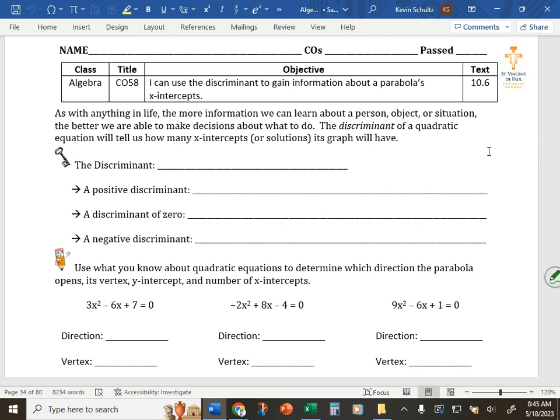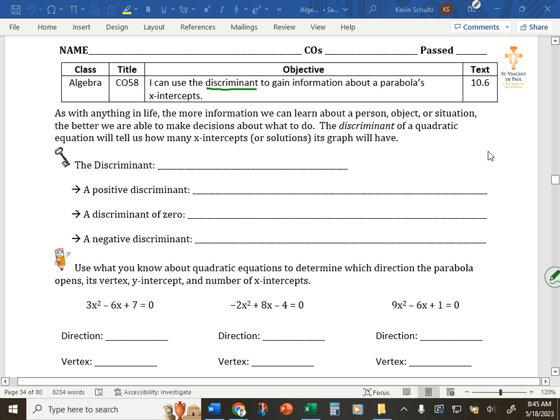We're moving ahead in our units on parabolas and talking about something called the discriminant. If you read the objective heading, it says: I can use the discriminant to gain information about a parabola's x-intercept. We just spent CO55 and CO56 talking about the x-intercepts of a parabola. In CO55 we solved for the x-intercepts.